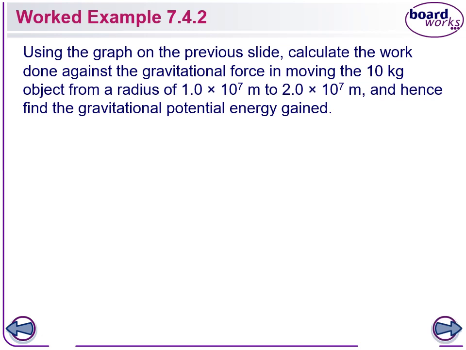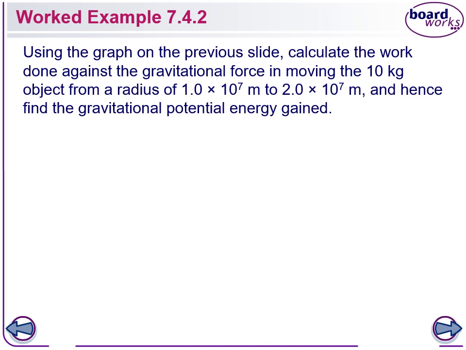Graph on the previous slide, calculate the work done against the gravitational force in moving the 10 kilogram object from a radius of 1 times 10 to the 7 to 2 times 10 to the 7 meters, and hence find the gravitational potential energy gained. Now, basically that is asking us to do one thing. If we are finding the work done against the force, that's the amount of energy changed. That amount of energy is just changing into gravitational potential energy. So it is a wordy question, but all it is asking for is the change in energy.